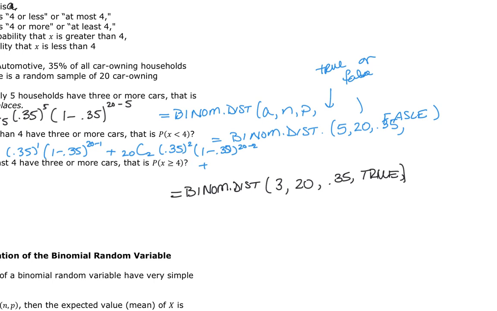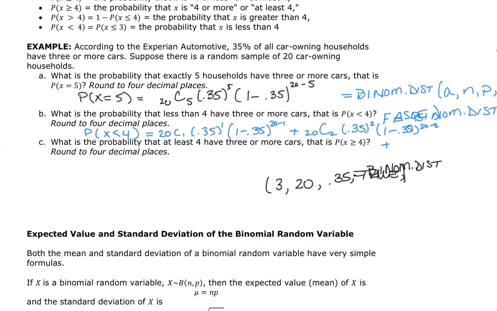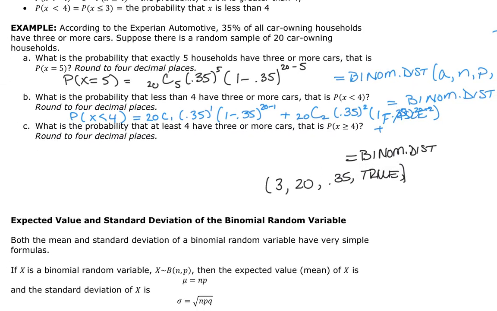Cool. So binomial dist will work, and it'll give you the exact same answer as if you were to have written all of this out using the formula up above, doing 20 choose 1, 20 choose 2, 20 choose 3. Cool. Don't want to do that. That's a lot of work.